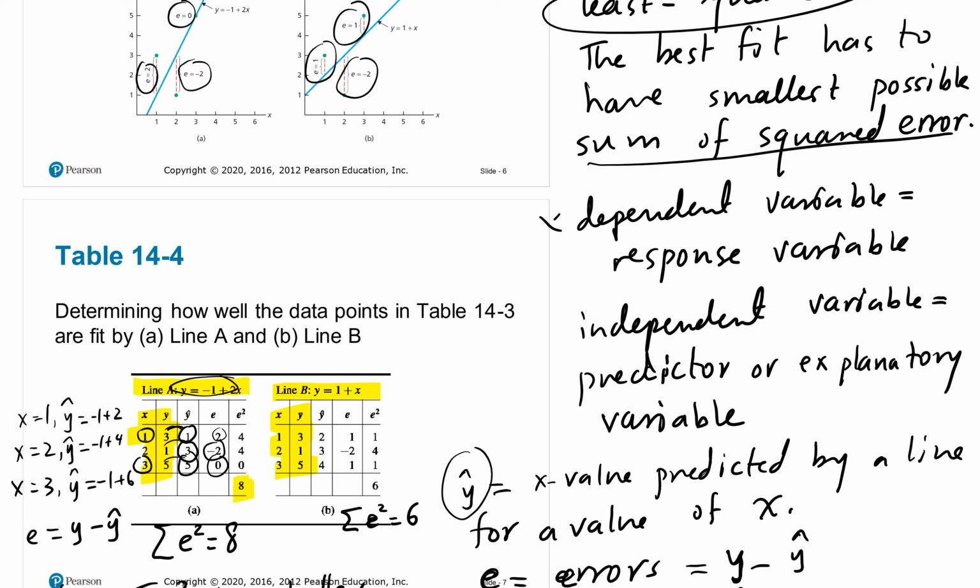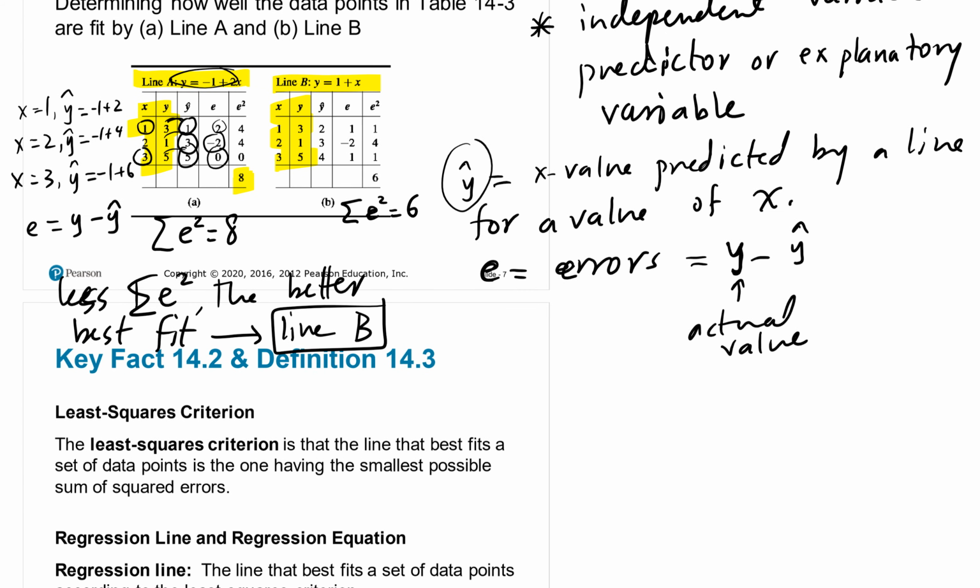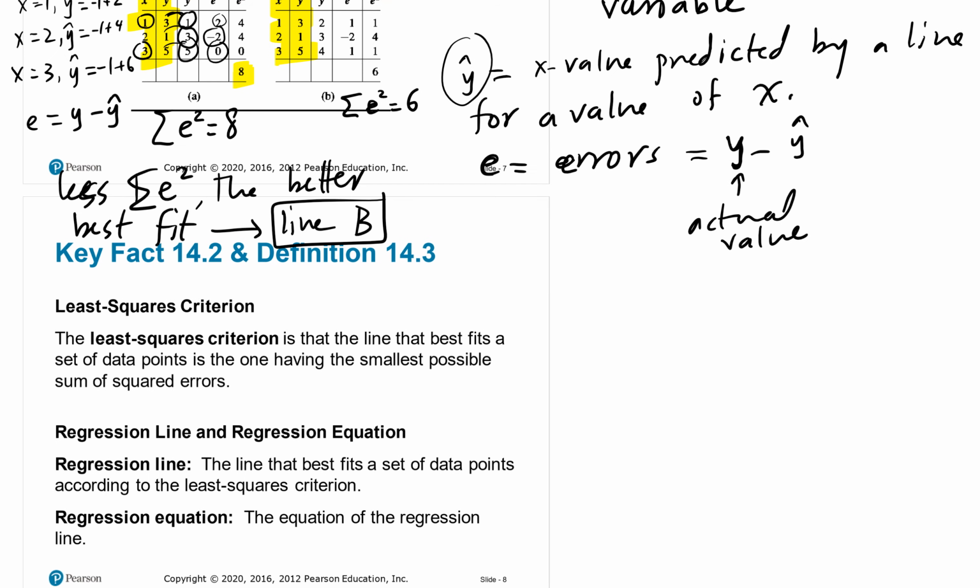Two quick things. The dependent variable, in the language of the best fit line, is sometimes called the response variable, and the independent variable we call the predictor or the explanatory variable. Those are just the new terms that we use here. Now the question is, how do we find the equation of the best fit line?